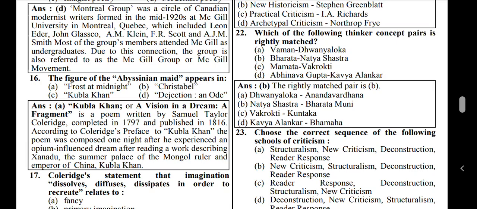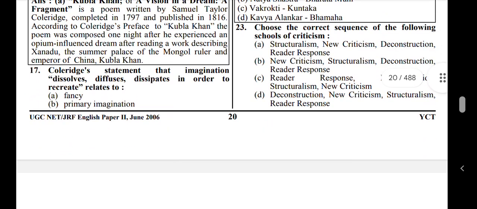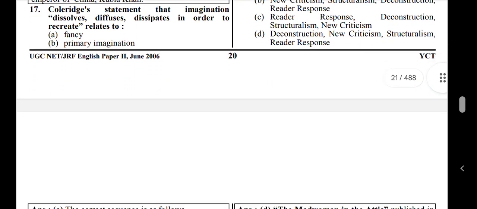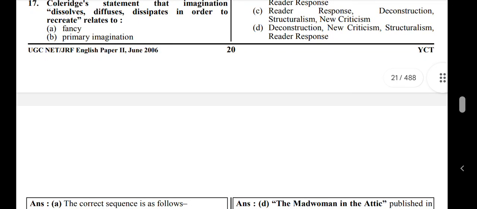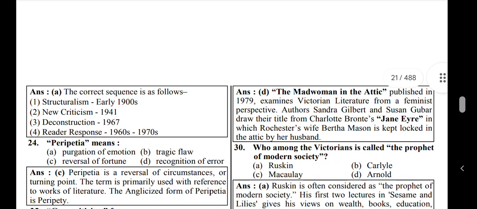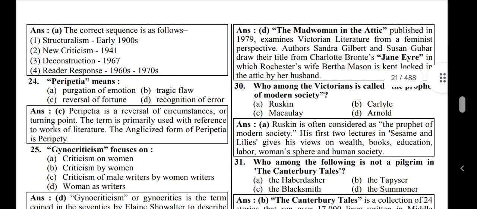And choose the correct sequence of the following schools of criticism. Option A, structuralism, new criticism, deconstruction, reader response. Option B, new criticism, structuralism, deconstruction, reader response. Option C, reader response, deconstruction, structuralism, new criticism. Option D, deconstruction, new criticism, structuralism, reader response. See, the right answer is A.